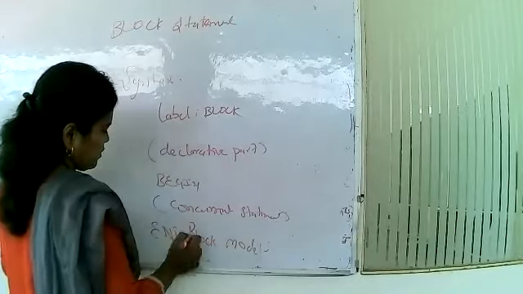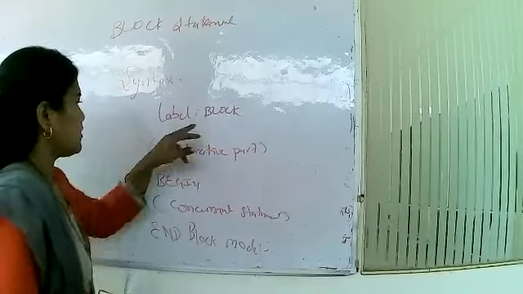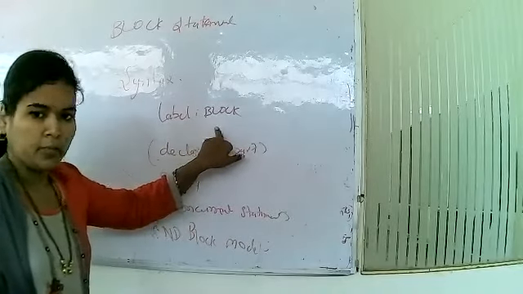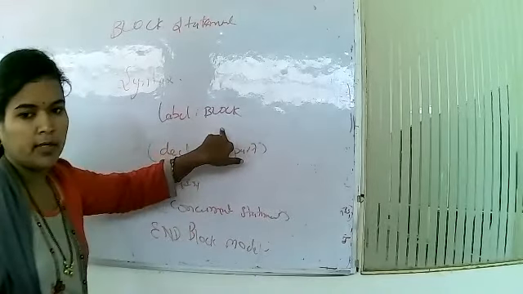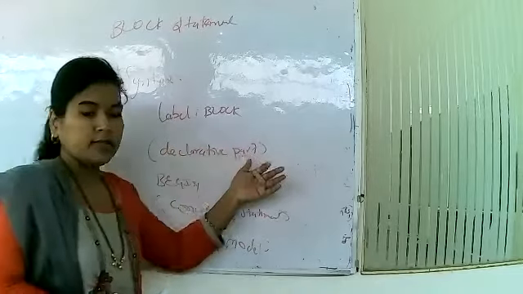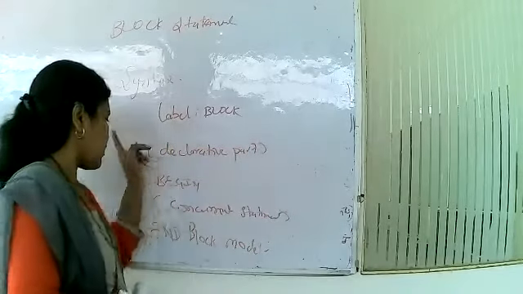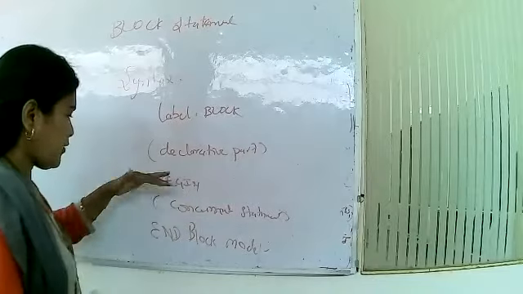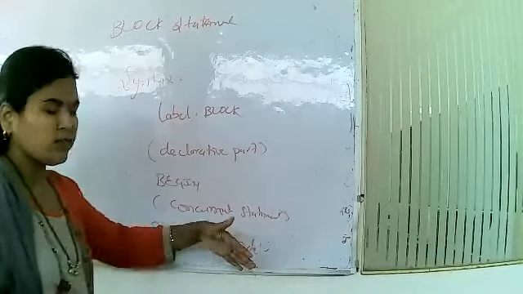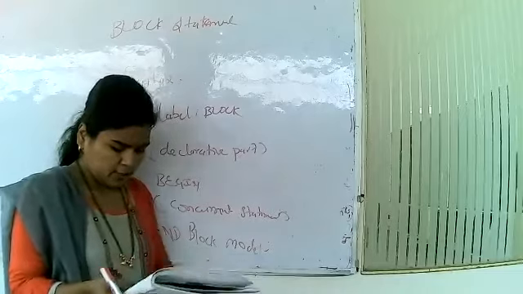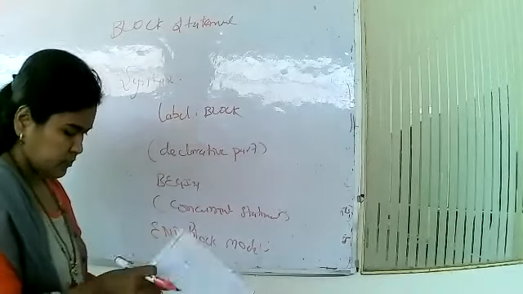I think you understood this. The simple thing is the label, which labels this block. Why are they using it? For partitioning. The declarative part is there. If you don't have any declarative part, then you go directly to the begin. You have concurrent statements, then the end of the block. It is just partitioning.